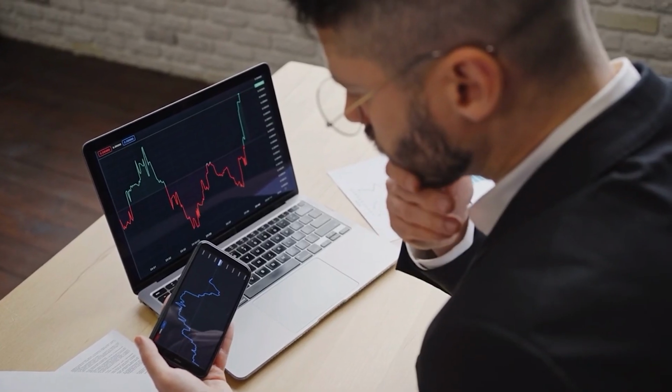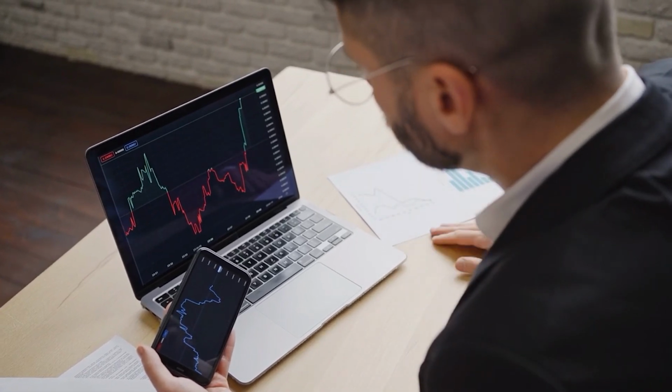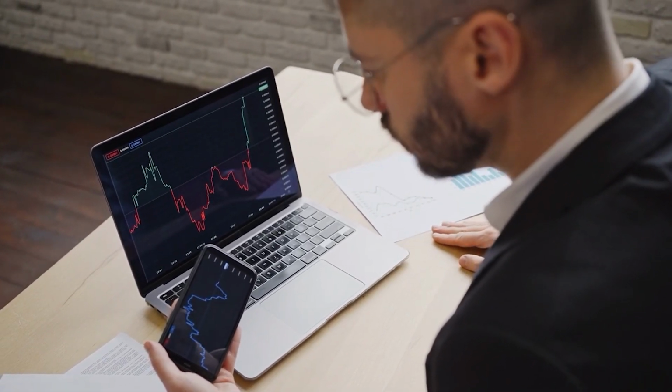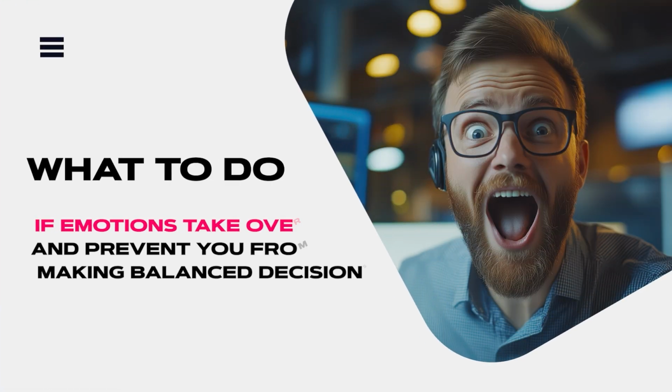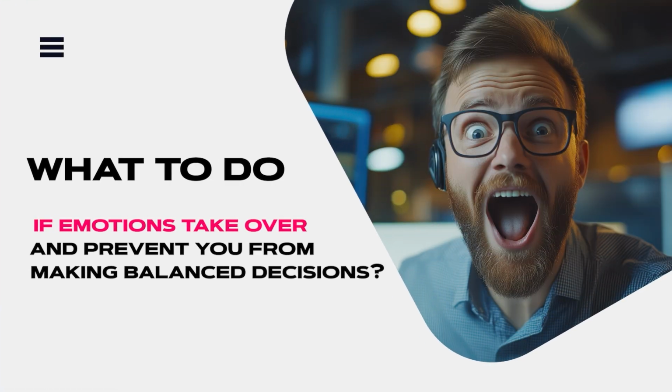Trading is directly related to psychology. In the market, you are alone with your emotions, and it is the market that shows who you really are. But what to do if emotions take over and prevent you from making balanced decisions?